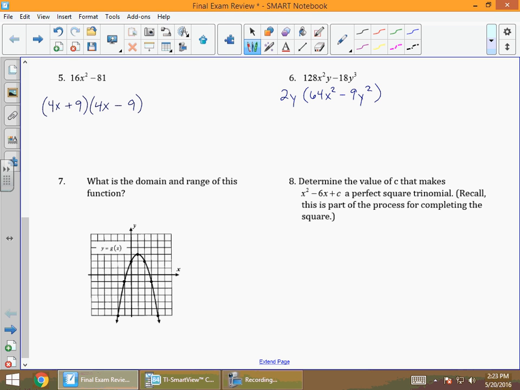And then always look in your parentheses to see if it'll factor. This is two terms. They're both perfect squares. So just like number 5, 64x squared would be 8x, and the square root of 9y squared would be 3y. One gets a plus, the other gets a minus. That is completely factored for number 6.